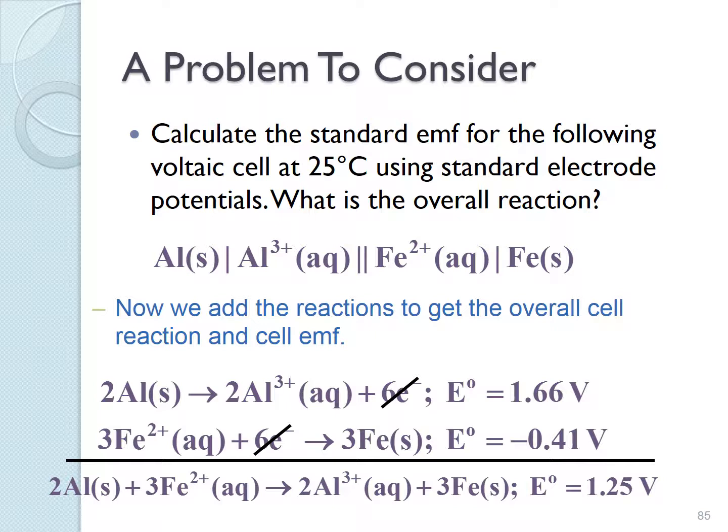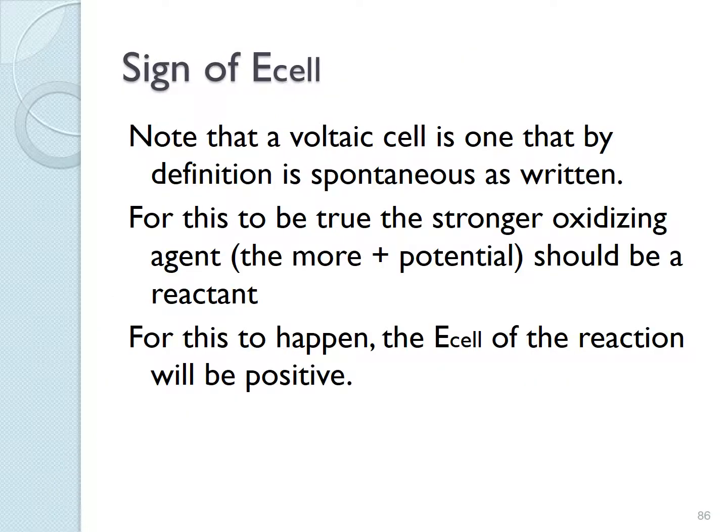Or you could use the equation E cell equals E cathode minus E anode and just pull the values from the book. So again, a voltaic cell is one that by definition is spontaneous as written. So for this to be true, the stronger oxidizing agent, the one with the more positive potential, should be a reactant. And that means that the E cell should be positive.